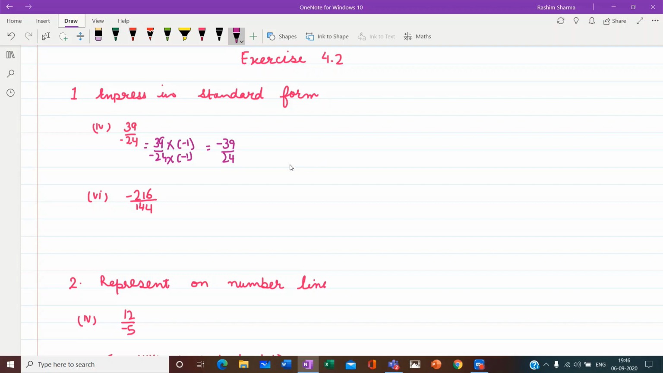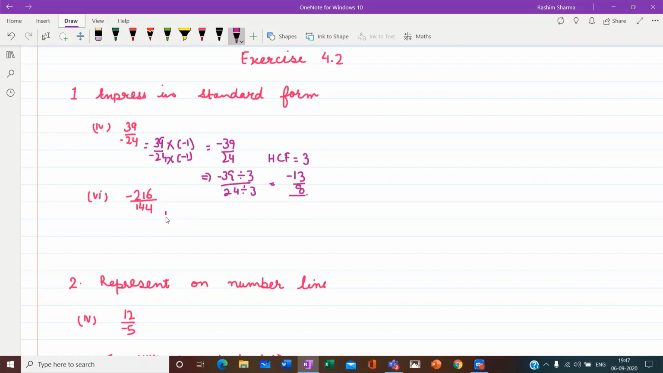Now we need to divide them to the lowest. So we need to find their HCF. HCF of both is 3. Both are divisible by 3. So when we will divide minus 39 by 3 as well as 24 by 3, we get here minus 13 on 8. This is our answer. Next part is minus 216 and 144. Here denominator is already positive.